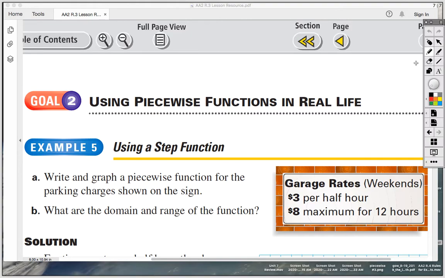So we can understand that from 0 to 30 minutes, right? So from 0 to 30 minutes. And my question is, is it going to be equal to? So if it's exactly equal to 0, yes. If it's exactly equal to 30 minutes, yes. Then the y is equal to $3.